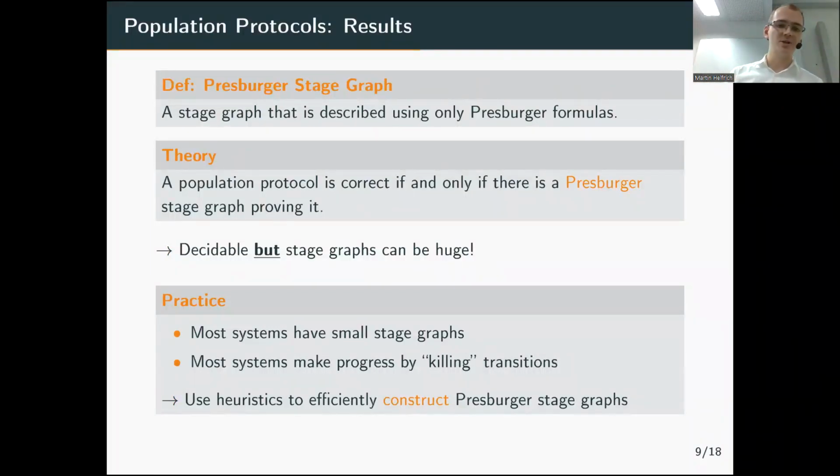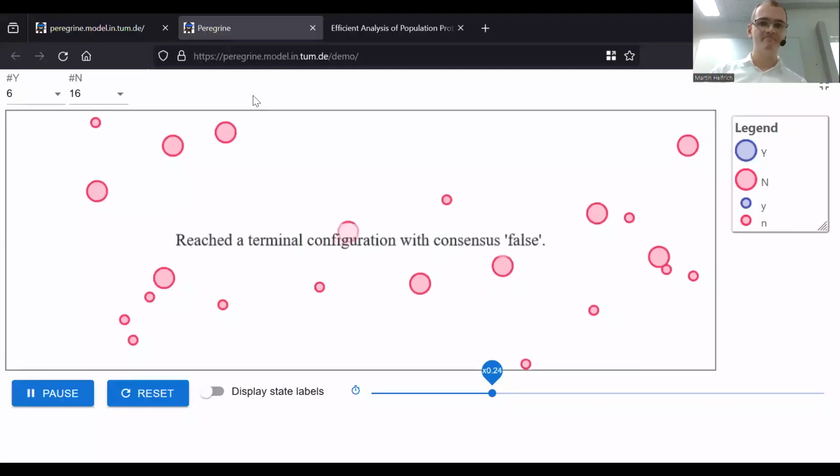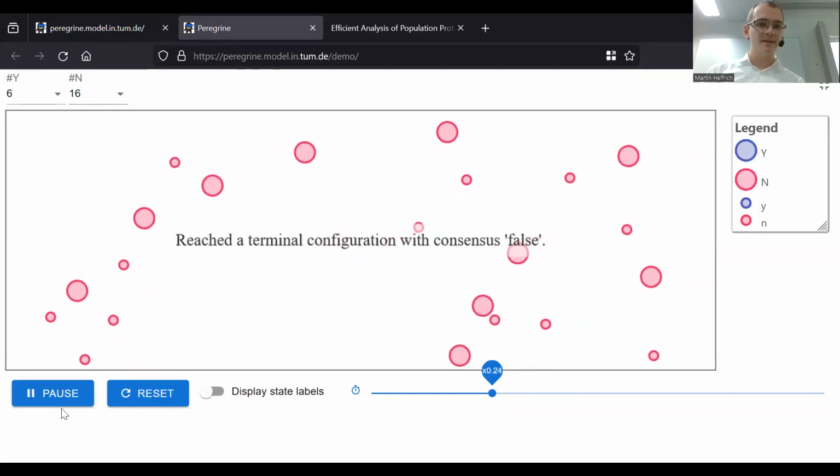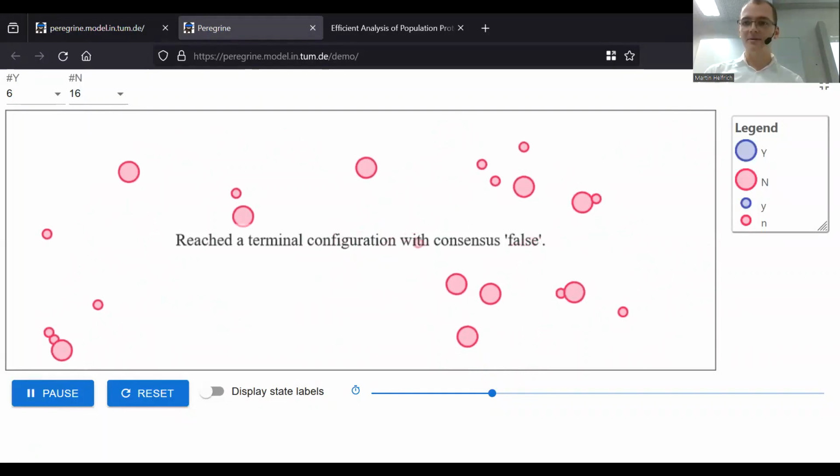So let's look at this in action, because we have, as promised, implemented this in Peregrine. Oh, it's still running. Wait, I have to move this.